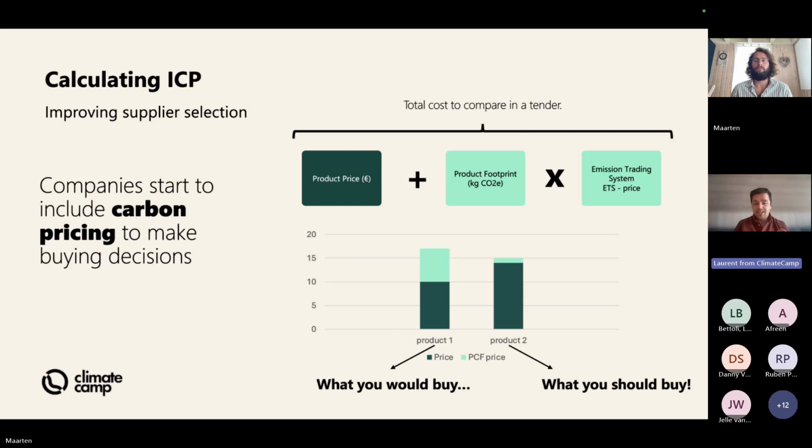So initially you would have bought product 1, but in this case now, because they have sustainability targets and they need to decarbonize and also have specific scope 3 reduction targets, for example, it is more attractive to go for product 2, because there you have a lower total cost and decarbonize your scope 3 significantly. So that is what should be bought. I will give 2 more very concrete examples about this.